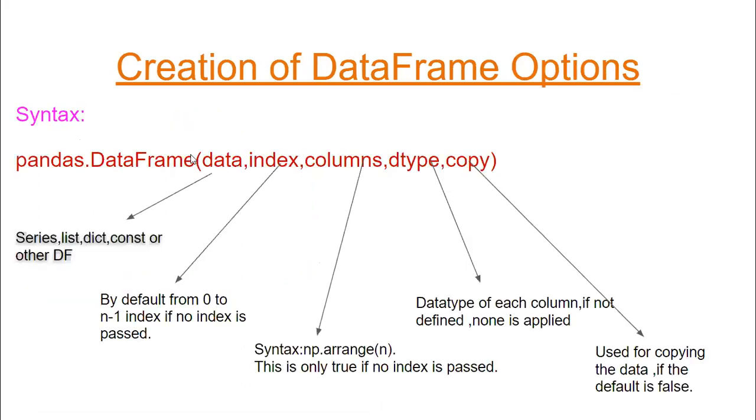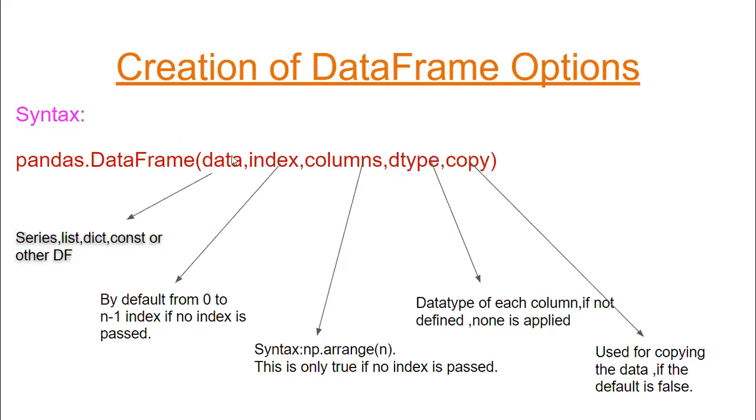Then what are the options you can use inside the DataFrame method, or what are the arguments you can pass inside? Pandas object dot DataFrame, inside the brackets you can use data, index, columns, dtype, copy. So this is the syntax for creating a pandas data frame. Data means nothing but, like we have studied, that we can create a data frame using so many methods, in which you are going to use either a series, or a list, or a dictionary, or a constant value, or from some other data frame.